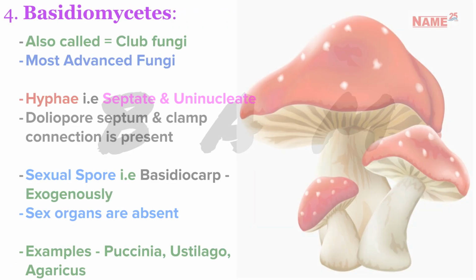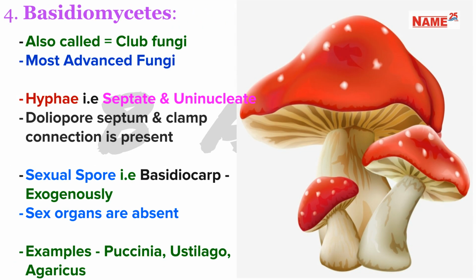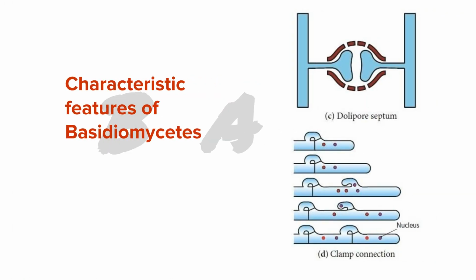Next up is the fourth class, Basidiomycetes, or club fungi, considered the most advanced fungi. Their hyphae are septate and uninucleate, featuring dolipore septum and clamp connections. Sexual spores are produced exogenously in the basidiocarp, and sex organs are absent. Examples include Puccinia, Ustilago, and Agaricus. This image highlights some characteristic features of Basidiomycetes.